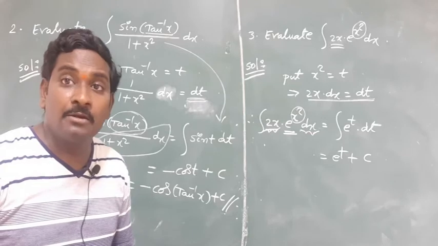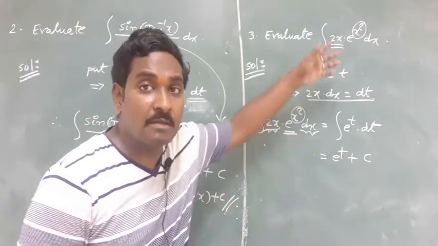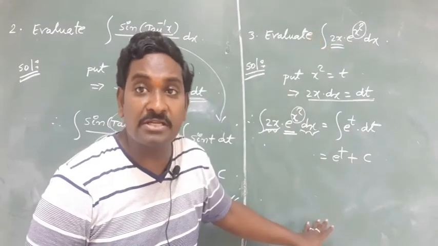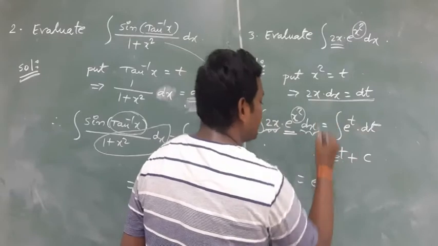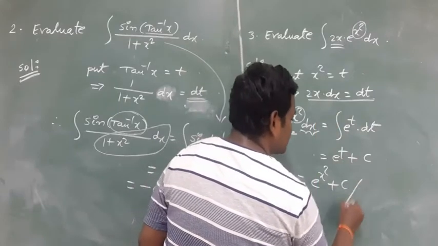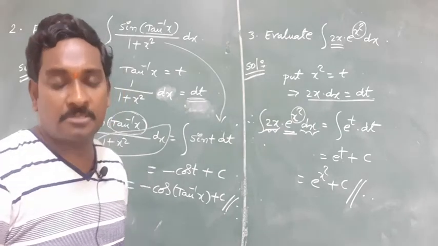At the end, don't forget to replace the value of t, because the given problem is in terms of x. That's why its solution is also in terms of x. So e power, what is the t value? x square plus c. In this way we can complete the problem. See the next problem.